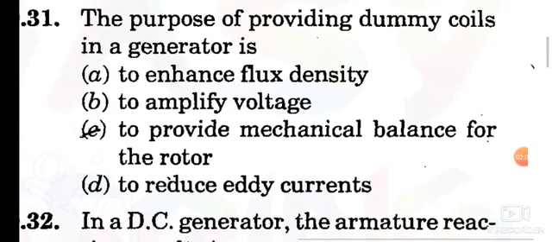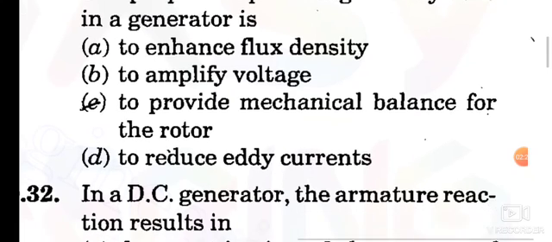Question number 31. The purpose of providing dummy coils in a generator is option C, to provide mechanical balance for the rotor.